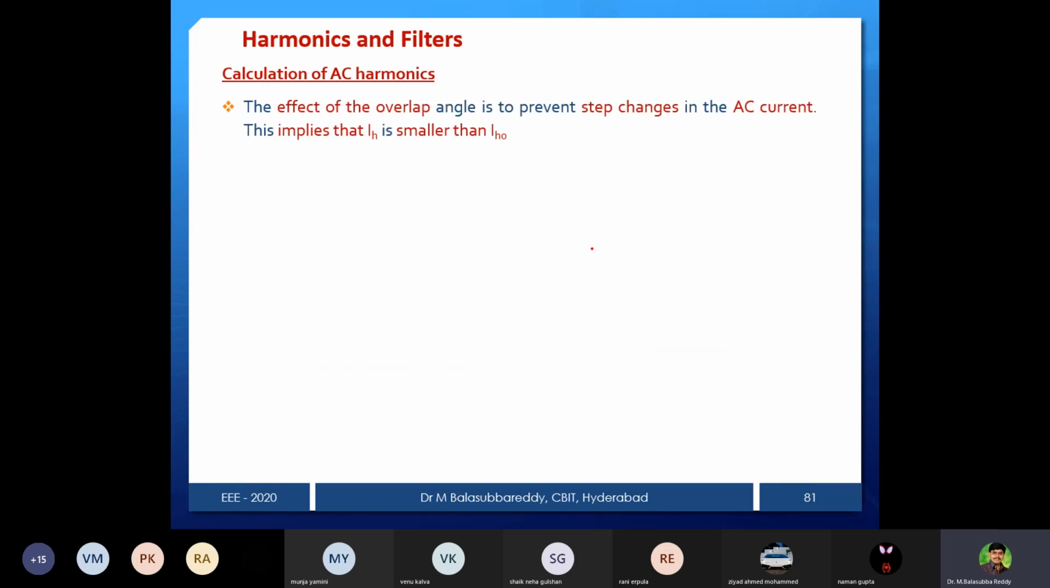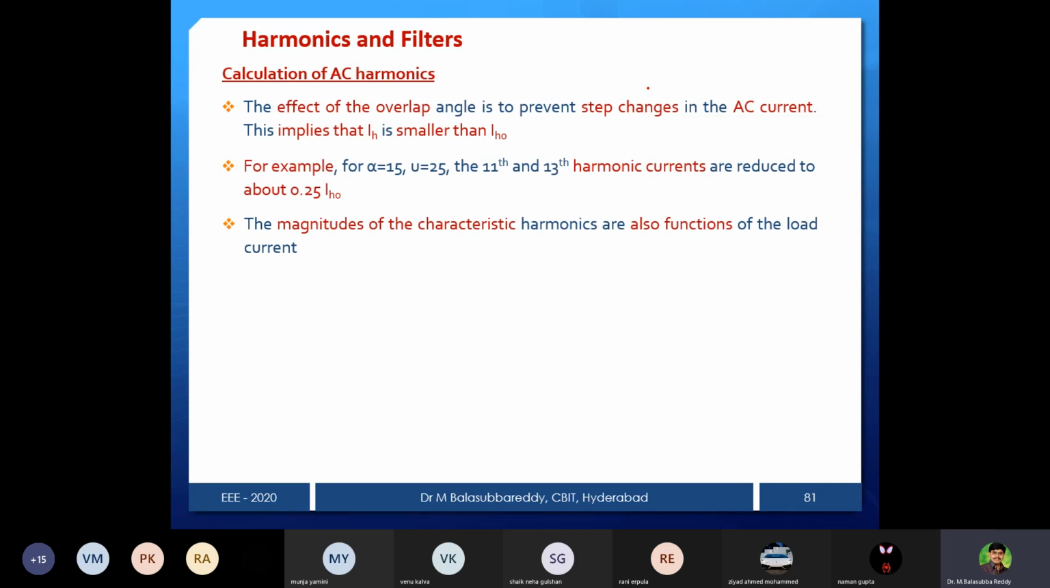And then you can see that the effect of the overlap angle is to prevent the step changes in the AC current. This implies IH is smaller than IH naught. For example, alpha is 15 degrees, overlap is 25 degrees. 11th and 13th harmonic currents are reduced to about 0.25 into IH naught. So this is just the analysis from that.